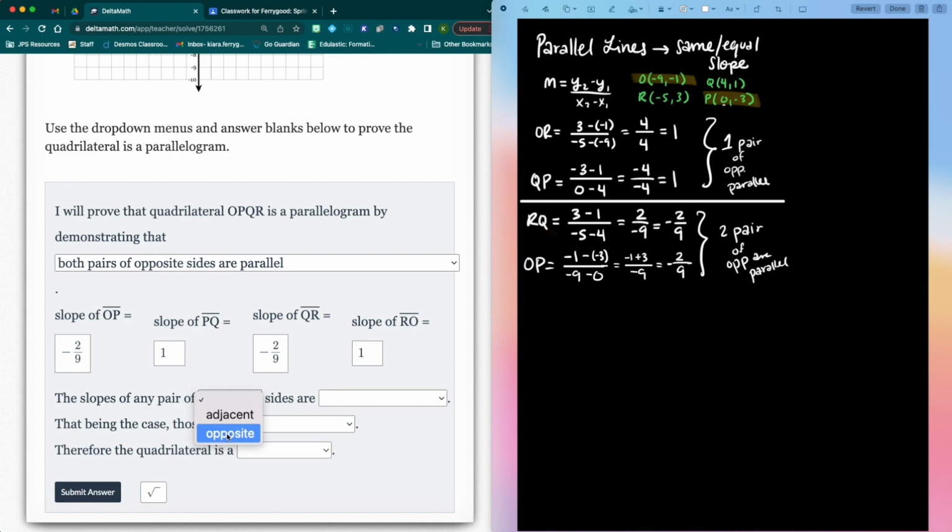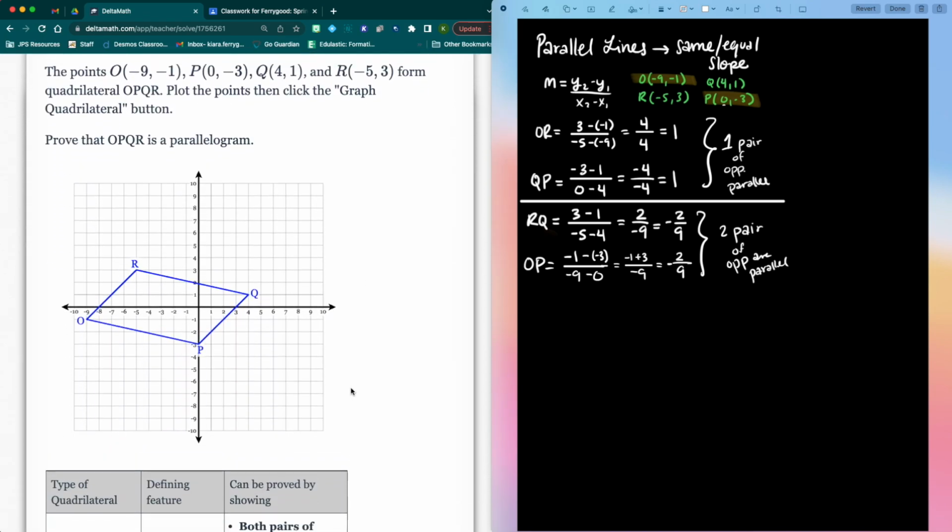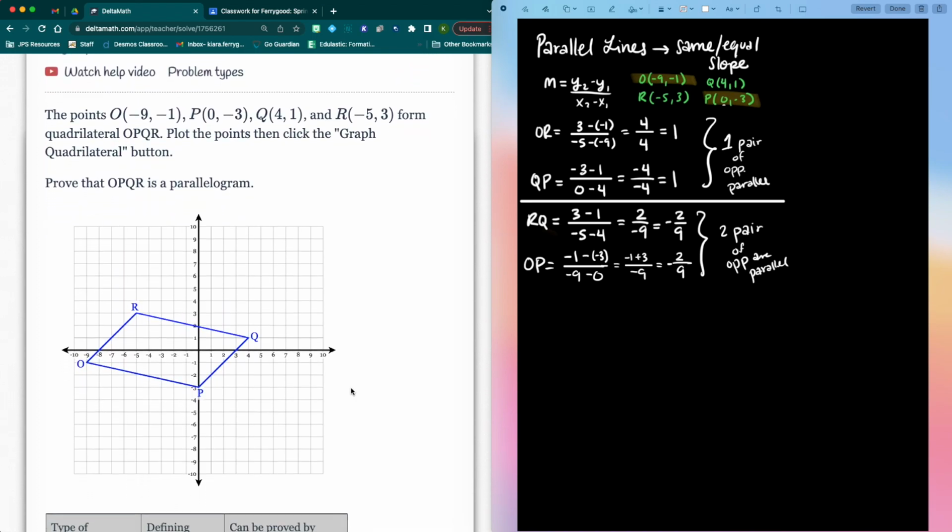Okay, so the slopes of any pair of opposite sides are equal. And that being the case, those sides are parallel. And so therefore, this quadrilateral is a parallelogram. And so now you can go ahead and submit your answers. And there you have it, guys. That is how you do a problem like this where you are proving it's a parallelogram.